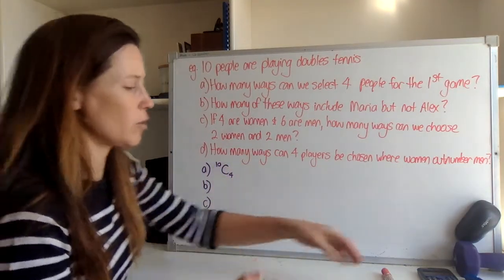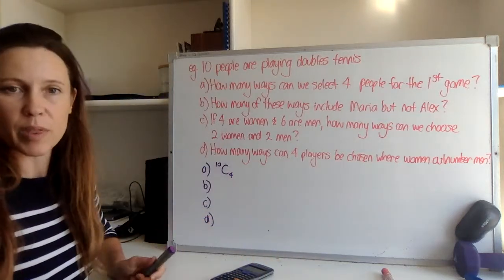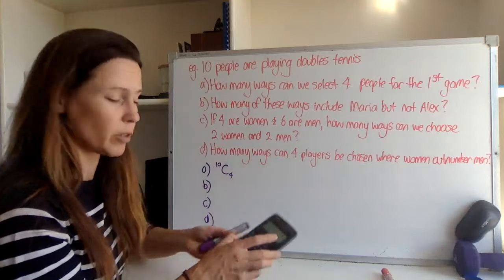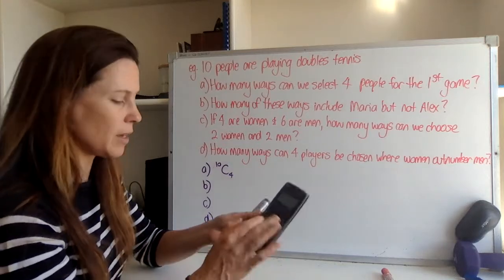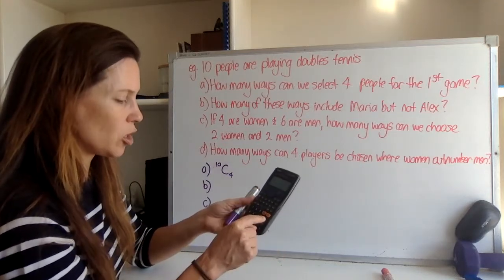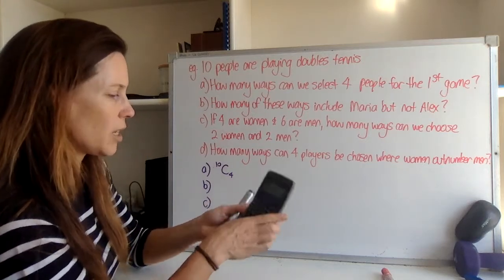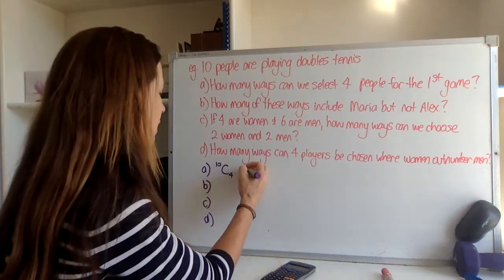Now, you can use your calculator with the button on it. You can change it into 10 factorial over 6 factorial times 4 factorial and do it that way. I'm just going to type in 10, shift, divide by to get the little C up there, and then the 4. And 10 choose 4 is 210 different ways.